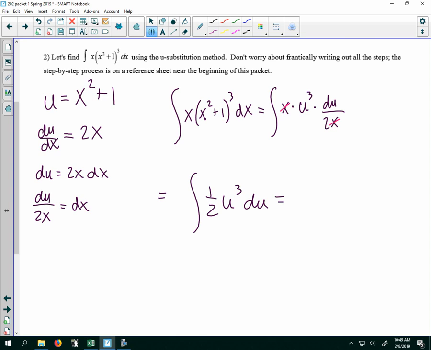Now I can take the antiderivative of u cubed, so I have 1/2. The antiderivative of u cubed is u to the 4th over 4 plus c. Now that I've taken the antiderivative, just replace the u with what I had let u equal at the beginning, x squared plus 1. So this is going to be 1/8. I'm multiplying 1/2 times 1/4 times u to the 4th, which is x squared plus 1 to the 4th plus c.